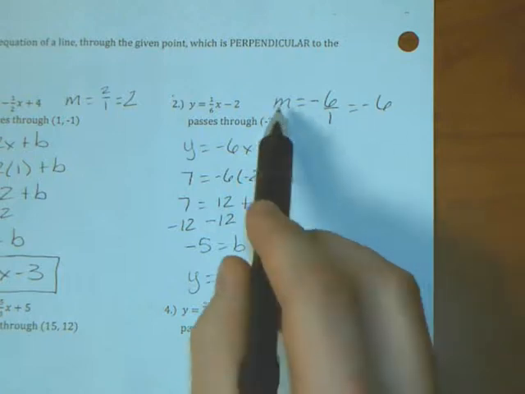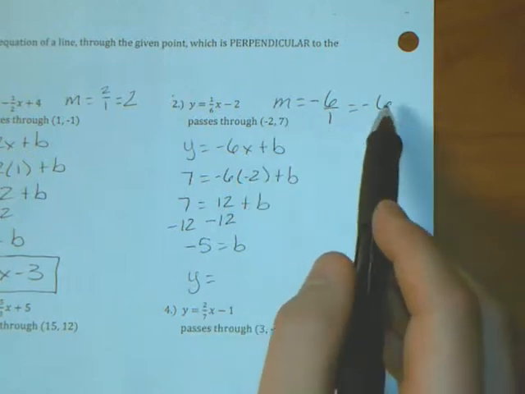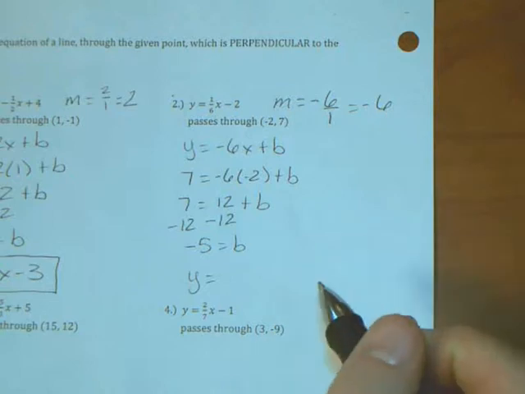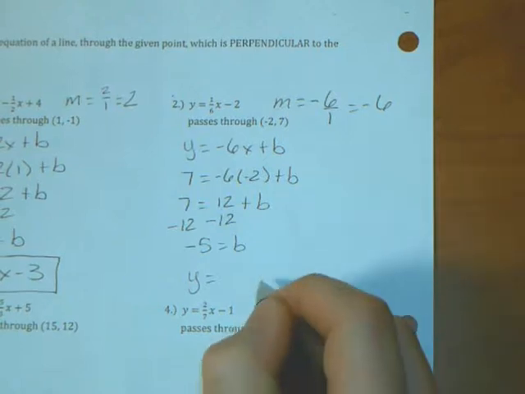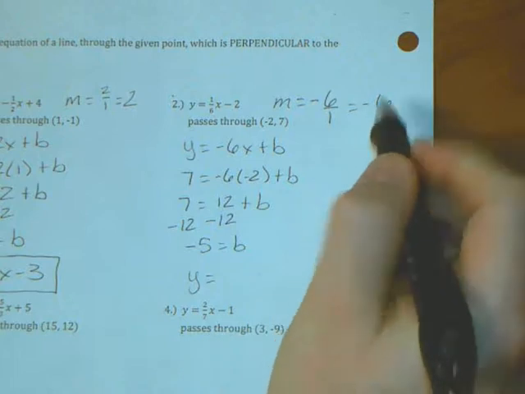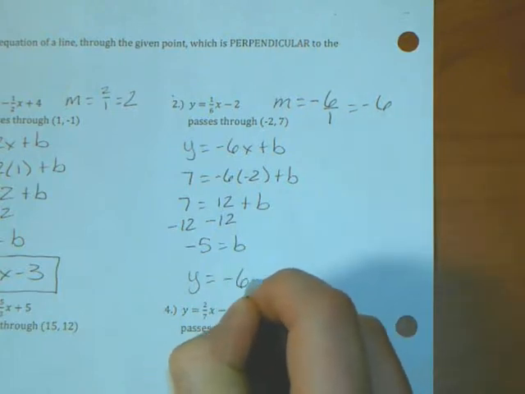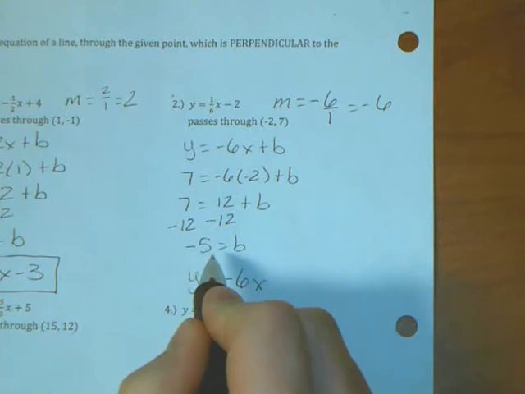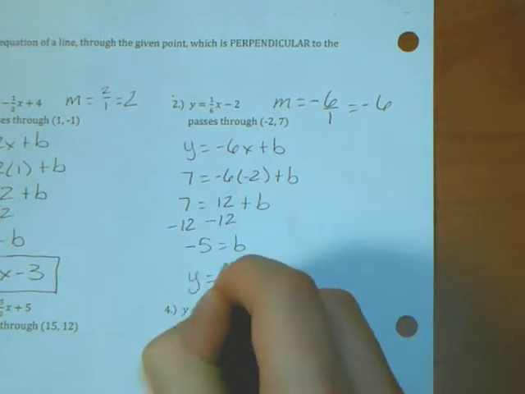Remember, we're using the new slope because it's a perpendicular line. You want to use your new slope. So what should my slope be? It's okay. Negative 6x minus 5. Yeah, slope is negative 6, and our y-intercept is negative 5. Negative 6x minus 5. Good.